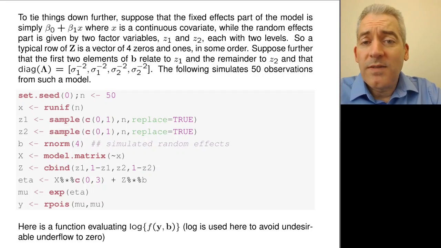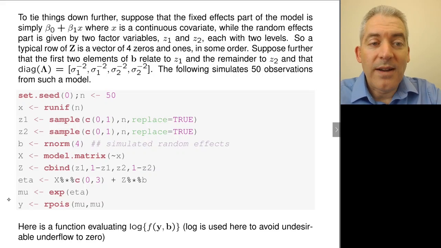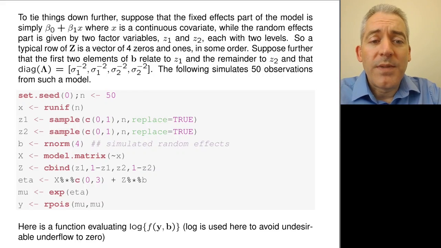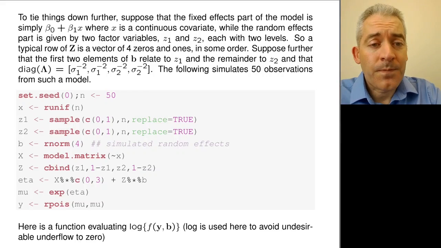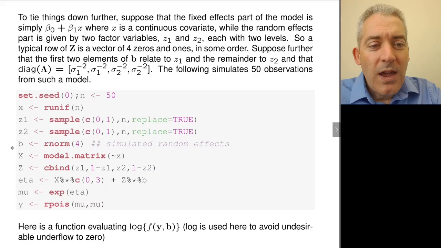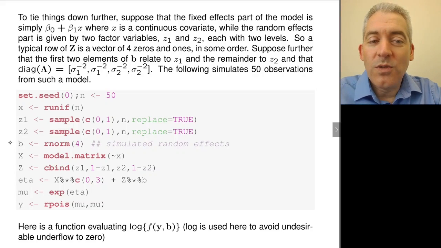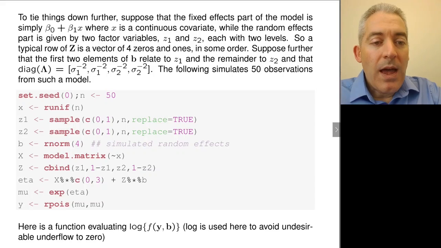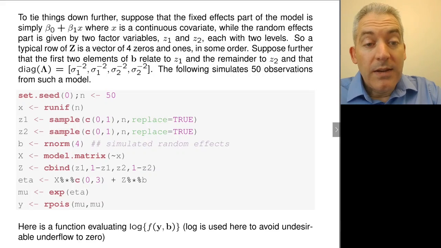To make this model specification precise, we can just write down some R code that simulates data from this model that we have described. I don't think there's very much to say about it. We're just simulating some random covariates, some random effects, and they're the nuisance variables that we're going to want to integrate out. We just stitch things together, construct our predictor, exponentiate it, and simulate Poisson observations. Okay, so that hopefully all makes sense.